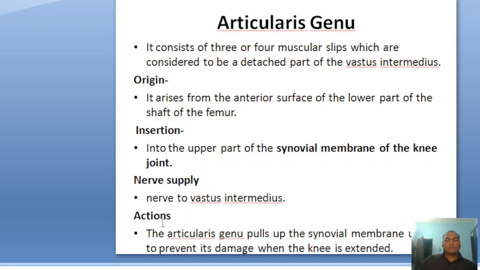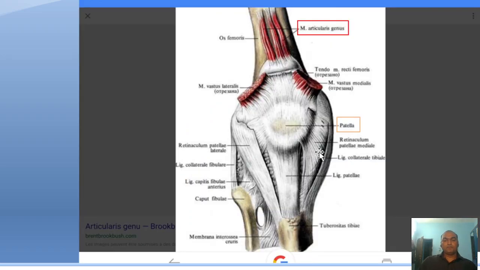Action: it is an important muscle. The articularis genu pulls the synovial membrane upward to prevent damage when the knee is extended. When the knee is extended, the synovial membrane is very tightly stretched, so it pulls the synovial membrane upward to prevent damage to the membrane. So in this diagram, these are the two to three slips of articularis genu, and they are inserted on the synovial membrane of the knee joint.